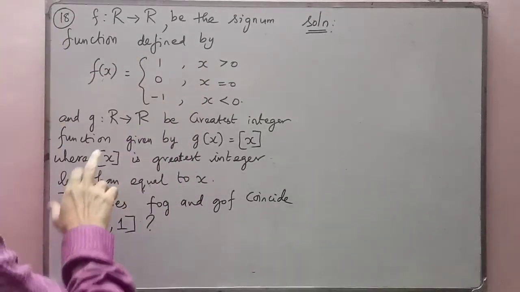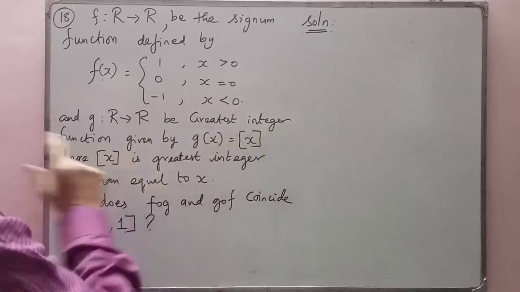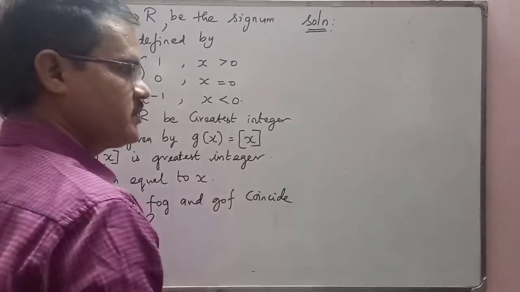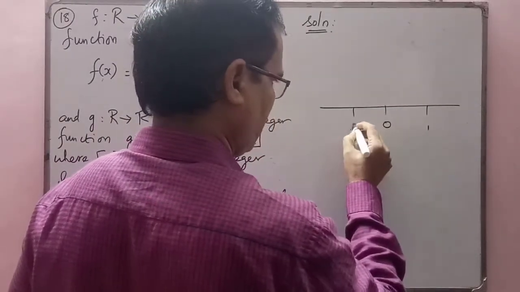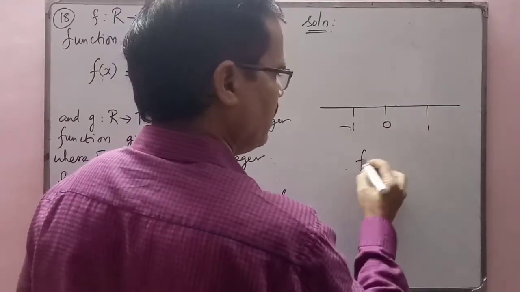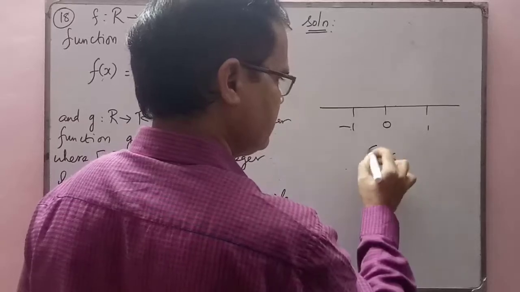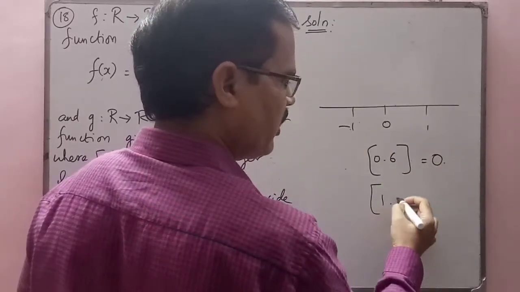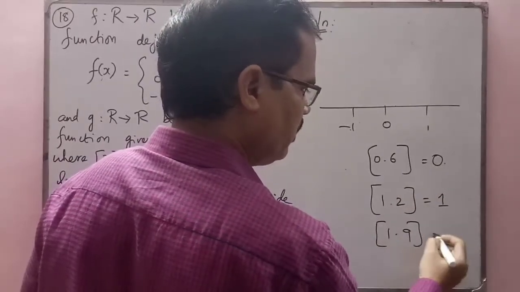And you have one more function g, also defined from R to R, be the greatest integer function defined by g of x equal to greatest integer function of x. You should recall the greatest integer function. What is the greatest integer function? The greatest integer function of 0.6 will return 0. Greatest integer of 1.2 will be 1. 1.9 will also be equal to 1.